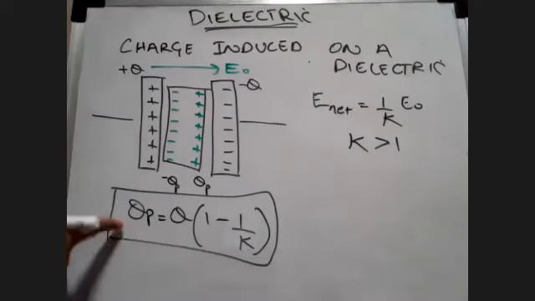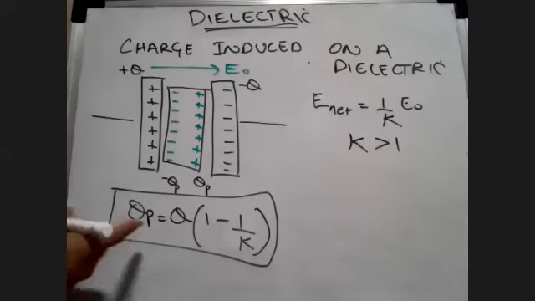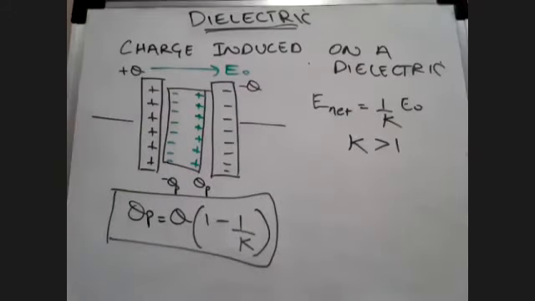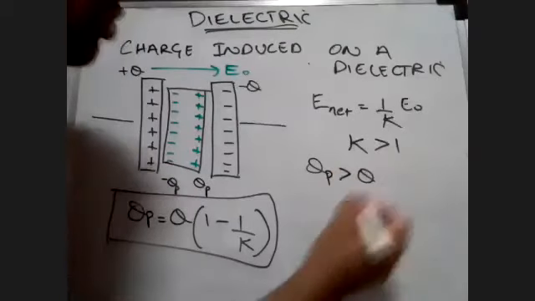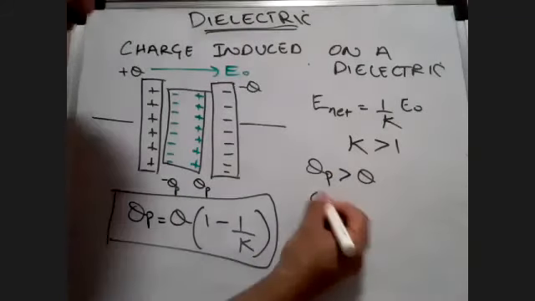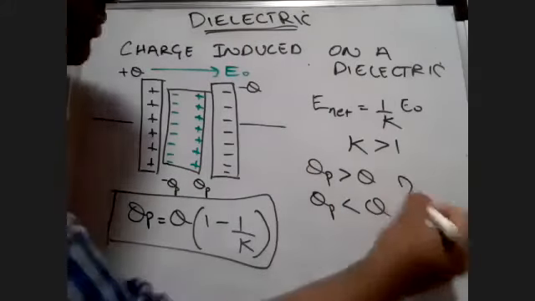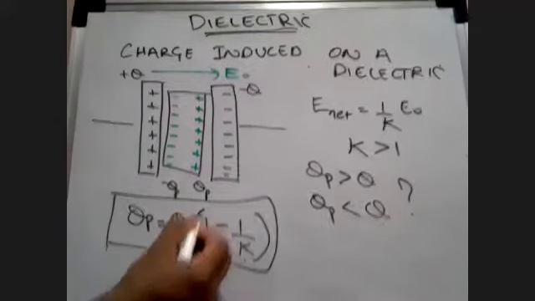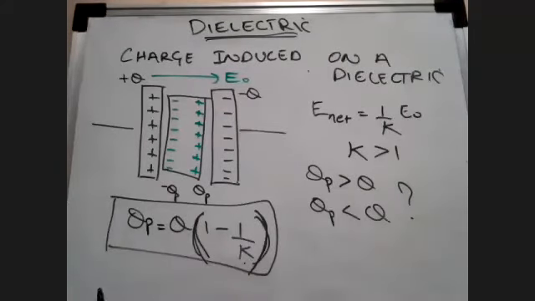And if K's value is greater than 1, what will be the magnitude of QP with respect to the charge on the capacitor plates? Will QP be more than capital Q, the charge on the capacitor, or less than it? If K is greater than 1, say suppose it is 5, will this entire term be greater than 1 or less than 1? It's going to be less than 1.